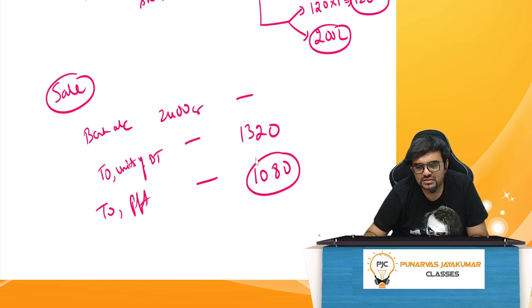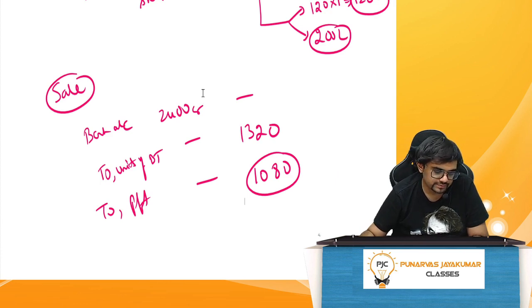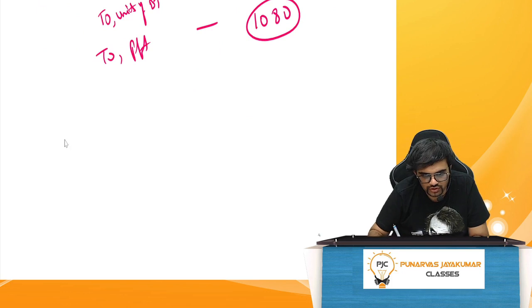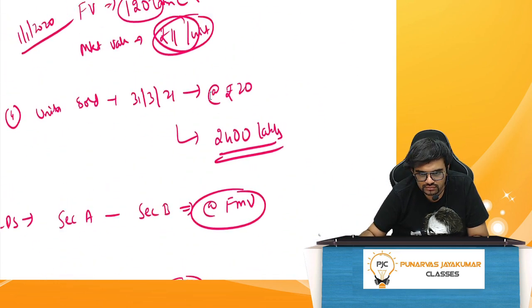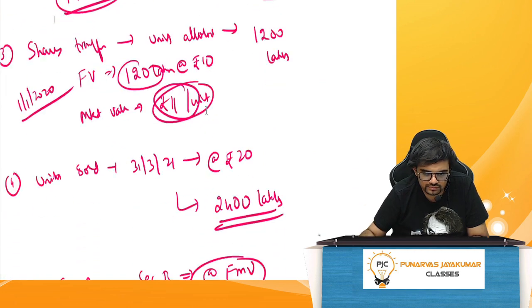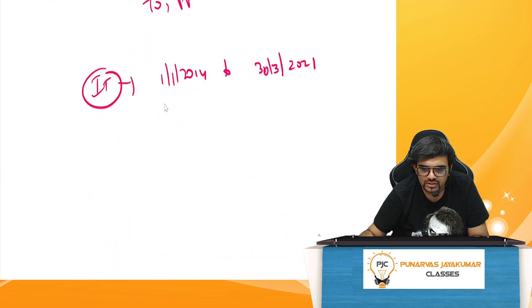For income tax purposes, the cost of these units will be taken to be the cost of the shares. Holding period will be whatever was held by the previous guy, that company, that only will be taken. So for income tax purposes, holding period will be 1/1/2014 to 30th March 2021. Period of holding should be 1 day before always. Remember, 30th March 2021.